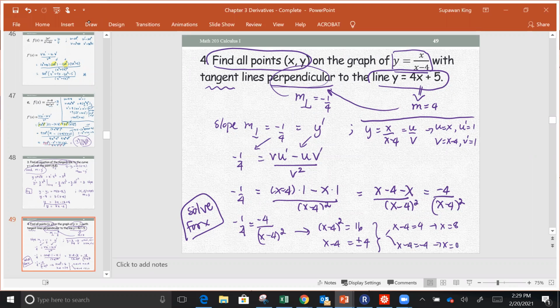For x equals 8, the y value will be 8 divided by 8 minus 4, which is 8 over 4, or 2. And for x equals 0, y equals 0 over 0 minus 4, which is 0. So therefore, we have two ordered pairs, (8, 2) and (0, 0).